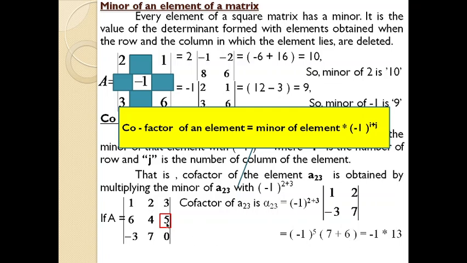And how are we going to find the cofactor? The equation is minor into minus 1 raised to i plus j. So we have 13 as the minor of 5.